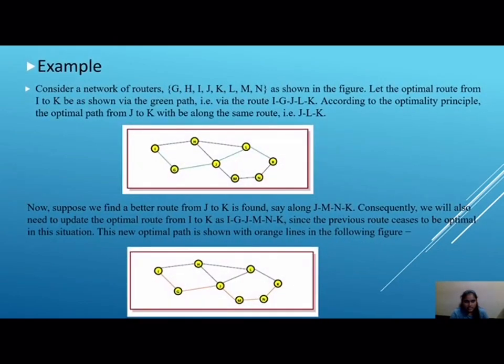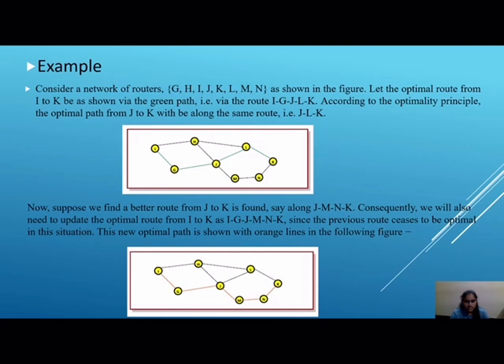Now let us consider an example. So consider a network of routers G, H, I, J, K, L, M, N as shown in the below figure. Let the optimal route from I to K be as shown via the green path, that is via the route I, G, J, L and K.